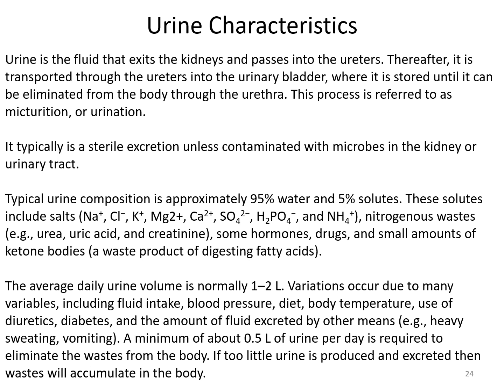Okay, general characteristics about urine. Urine's a fluid that exits the kidneys. It's going to go through the ureters. It's going to be stored in the bladder. And then when it's time for excretion, it's going to go from the bladder through the urethra where it'll be eliminated. That process of elimination is called urination. It's also called micturition.